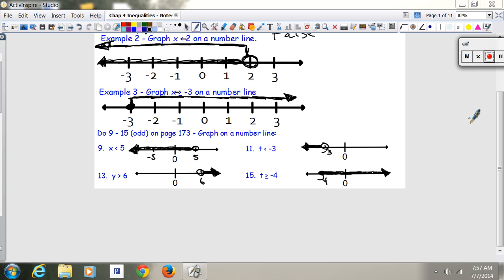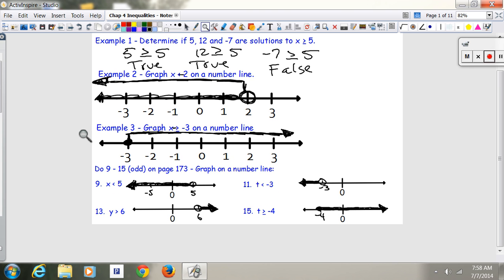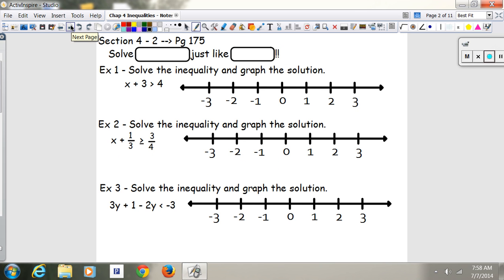All right, so there is page 1 of your notes. You can see there's the first 3 examples. Notice when you have a closed dot, notice when you have an open circle. When it's just less or just greater, you're going to have an open dot because it doesn't include it. And when it's equals, then you're going to have your closed dot. All right, next page.